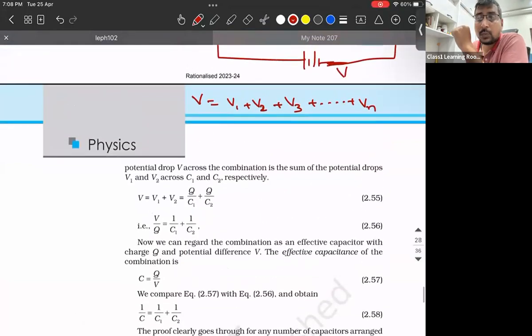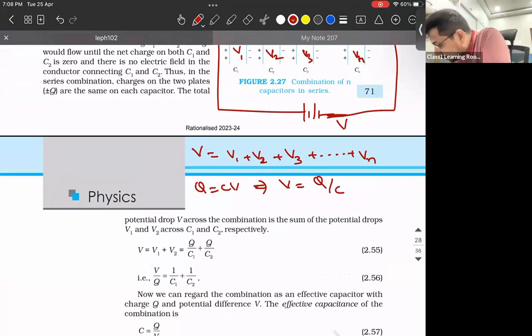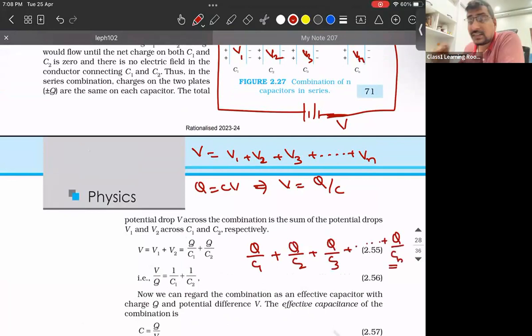If you see the value of V1, we know the relation that Q is equal to CV, which implies V is equal to Q by C. So V1 will be Q divided by C1, plus V2 will be Q divided by C2, plus V3 will be Q divided by C3, plus so on till Q divided by Cn. Guys, am I clear?